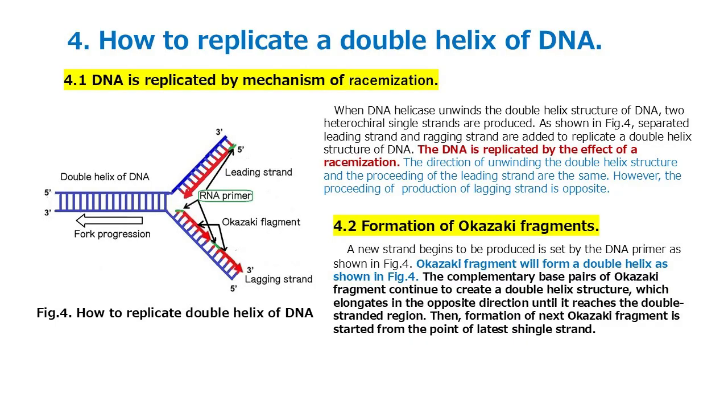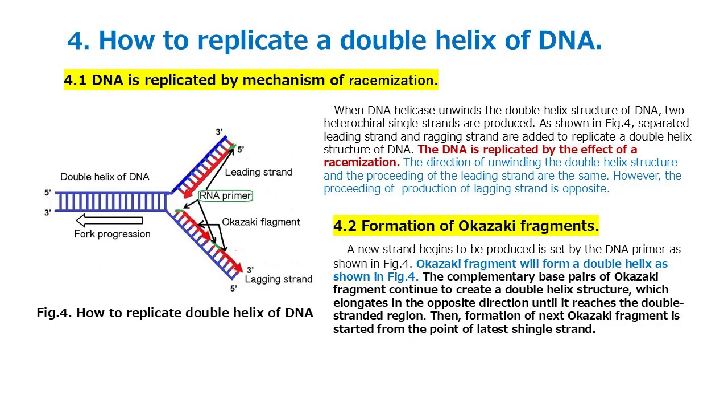The direction of unwinding the double helix structure and the preceding of the leading strand are the same. However, the preceding of production of lagging strand is opposite. Formation of Okazaki fragments. A new strand begins to be produced is set by the DNA primer as shown in Fig. 4. Okazaki fragment will form a double helix as shown in Fig. 4.